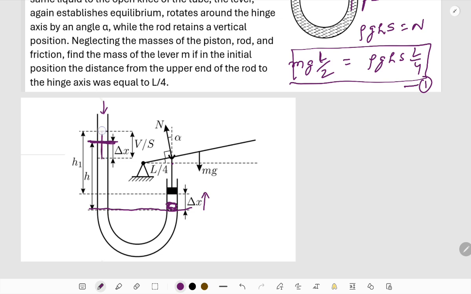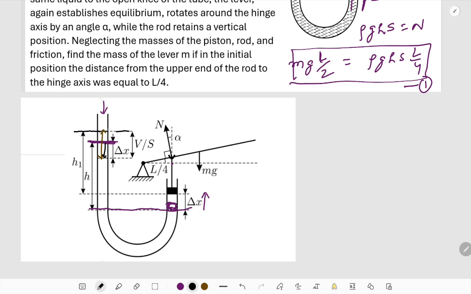That means you poured a total liquid column of length volume by cross sectional area, and this length was poured in it, and simultaneously it moved from this position to this position. That length is delta x, and so the piston in the right knee also moved some distance delta x upward, and this is the new position.